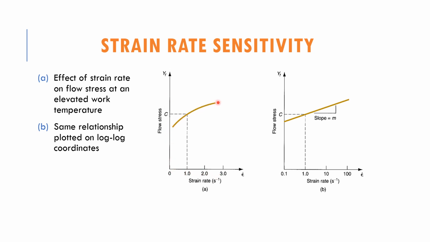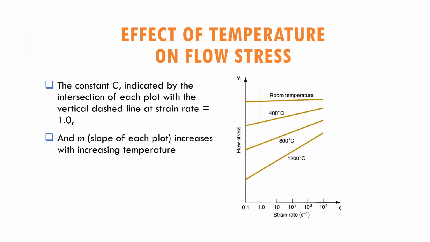If you can see, this is the graph. So when we get the C value, it will be at 1.0, like this. In order to get the m value, it is plotted on log-log coordinates for the flow stress and the strain rate, and it will look like this. You will get the m value from the slope of the graph. The constant C is indicated by the intersection of each plot with the vertical dashed line at strain rate equal to 1.